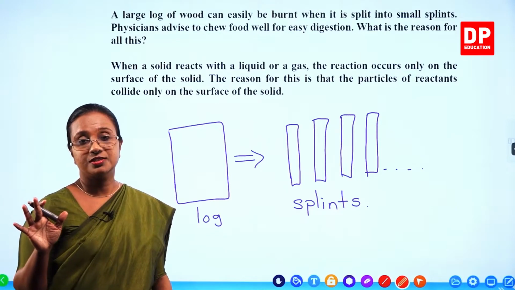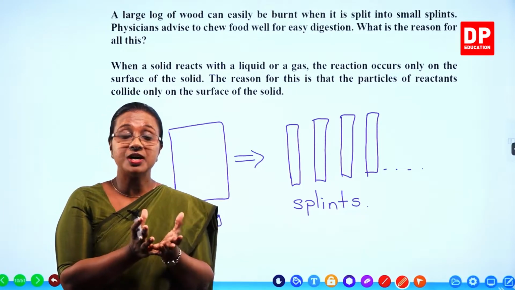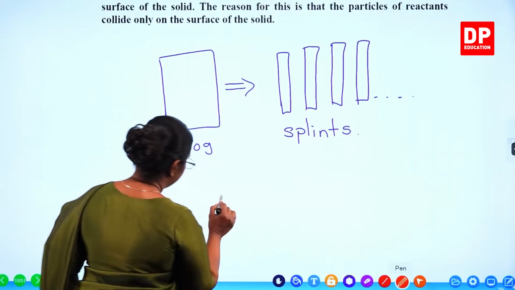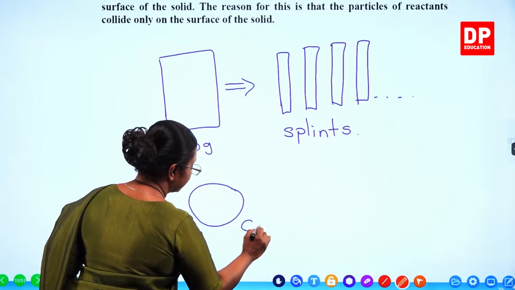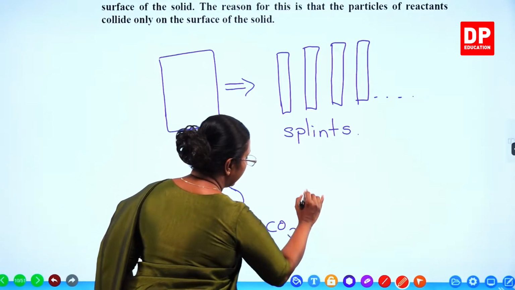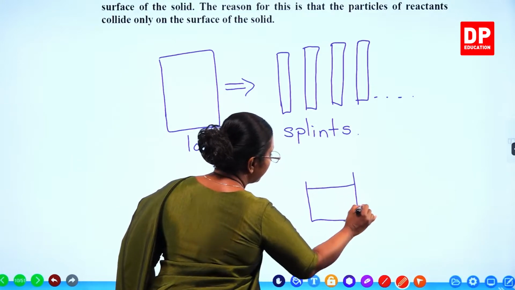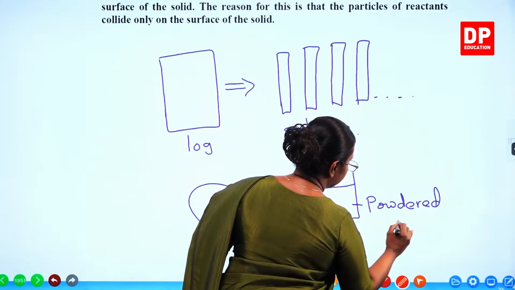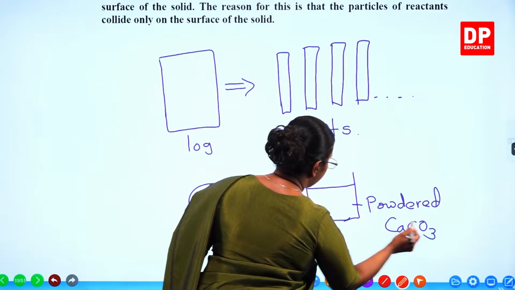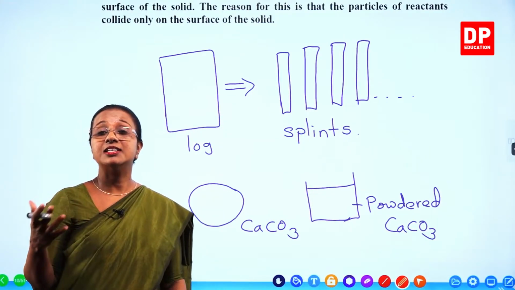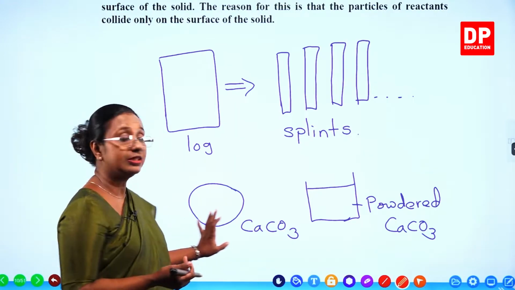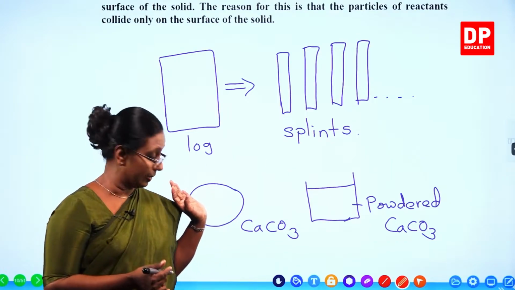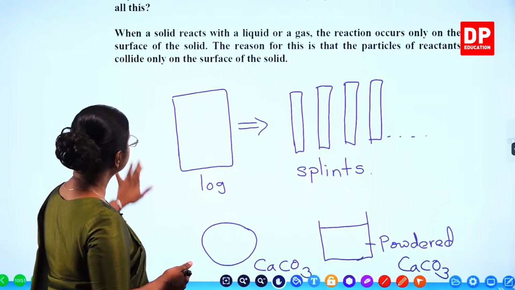Is that okay, students? So, you have a large chunk of something, let's say calcium carbonate. If you have a large chunk of calcium carbonate and if you have powdered calcium carbonate, obviously that will have larger surface area compared to this. I will explain this in more detail with calculations as well. So, that is surface area.